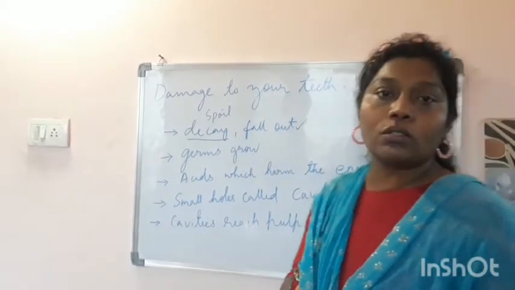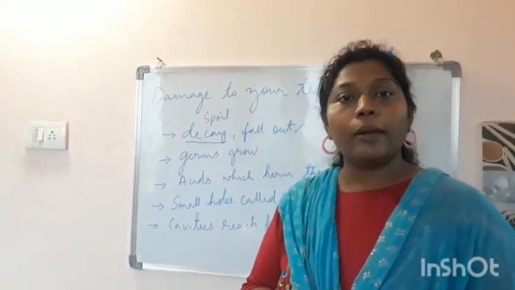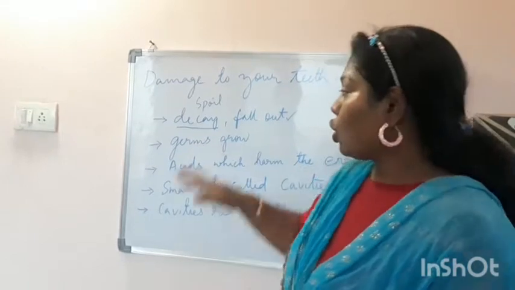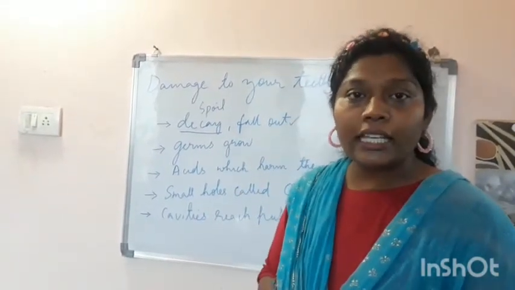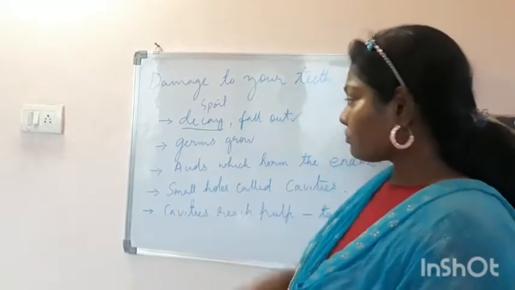Once the tooth is spoiled, what happens? They will fall out. Simply, what happens to them? They fall out. So the tooth decay has to be stopped.